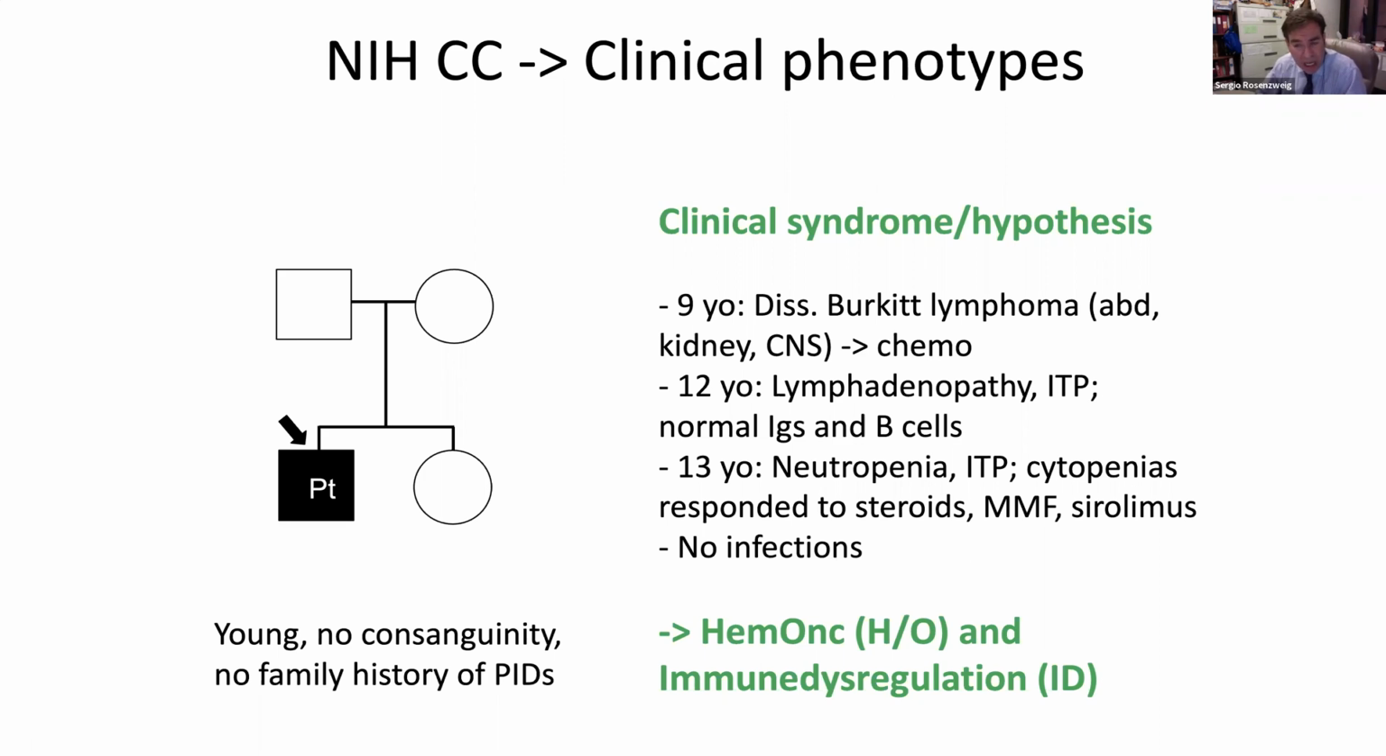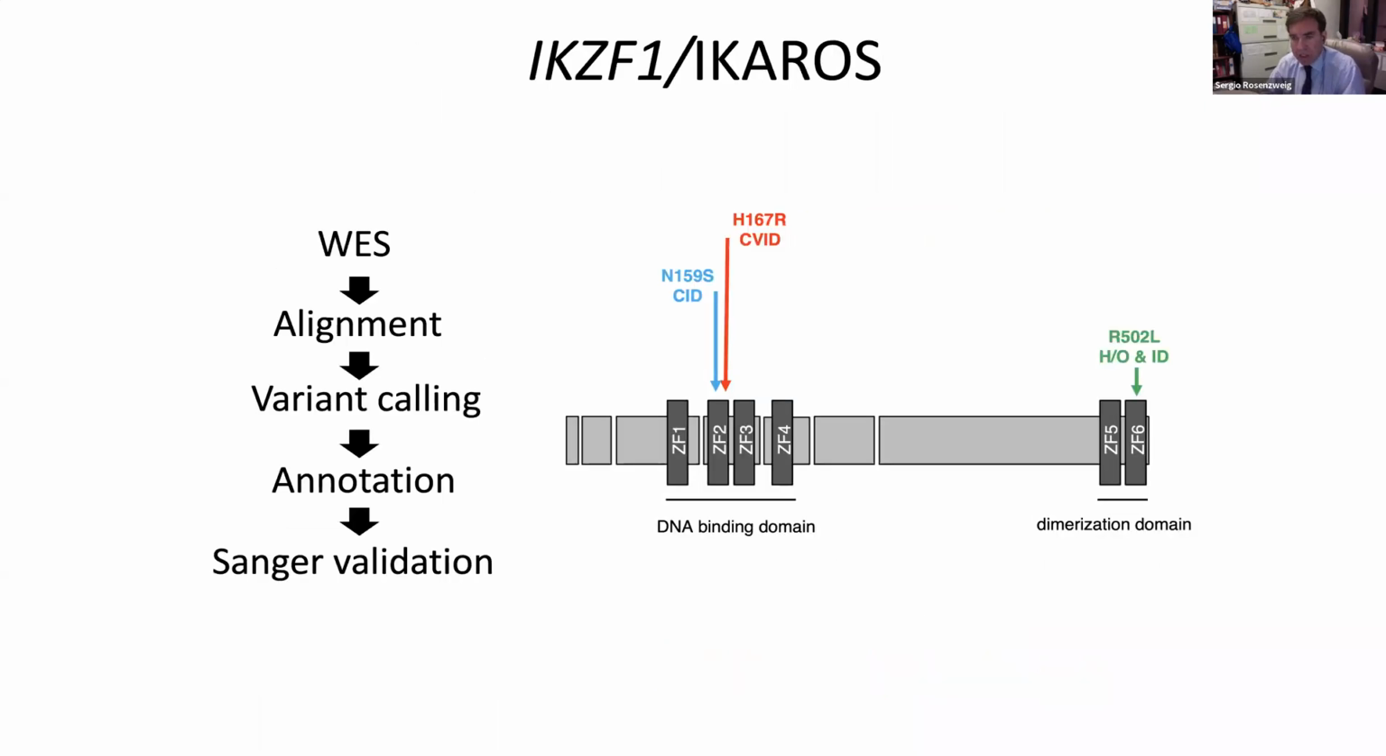Infections here were not that prevalent, but the hematological manifestations, either malignant or non-malignant, and immune dysregulation were highly prevalent among these patients. The mutation we found in this individual was not at the DNA binding domain, but at the dimerization domain. So here, probably another mechanism of action was involved in the pathophysiology of this disease.